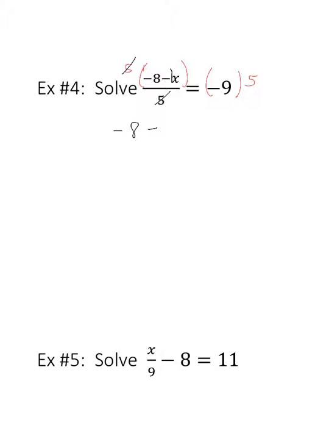So we're left with negative 8 minus 1x equals, and we'll multiply that, and we get negative 45. So, if you notice, our equation's getting smaller, which is great. That's what we want to happen.